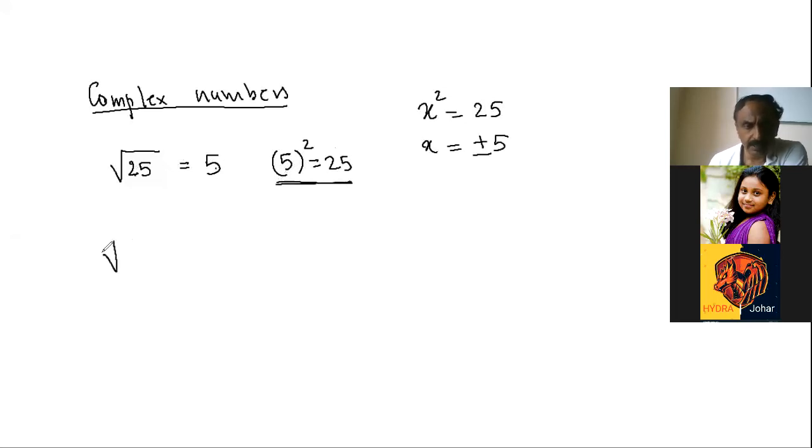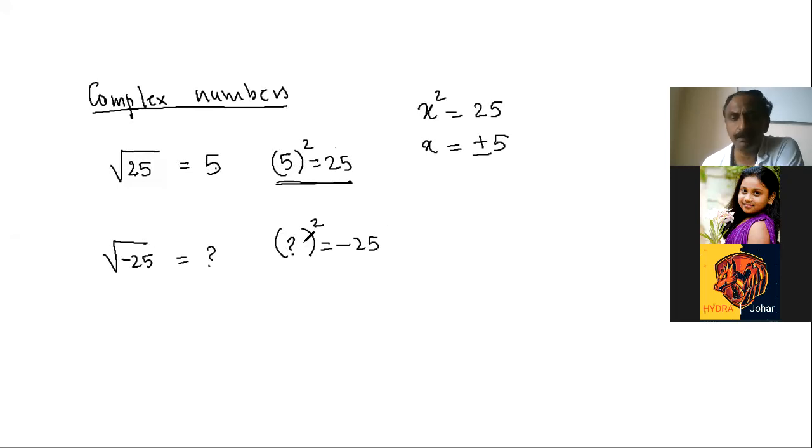Then a problem arises. What will be the square root of minus 25? What should I square to get minus 25 as the answer? But you know that whenever I square a real number, I always get a positive number. I don't get a negative number. So my number system is incomplete. I don't have a number whose square will give me a negative number as the answer.